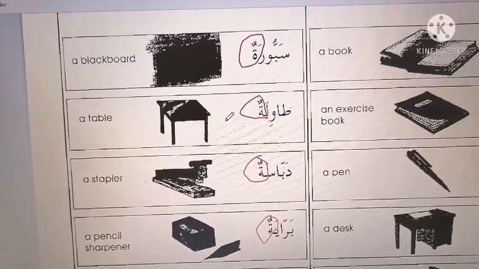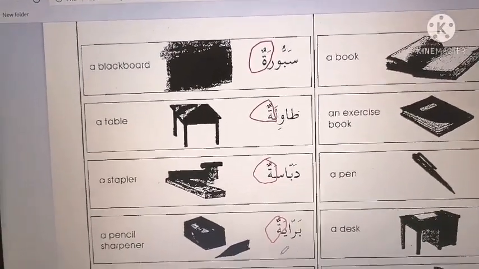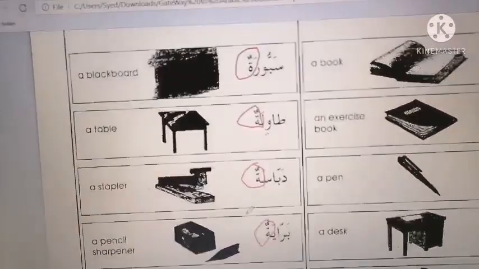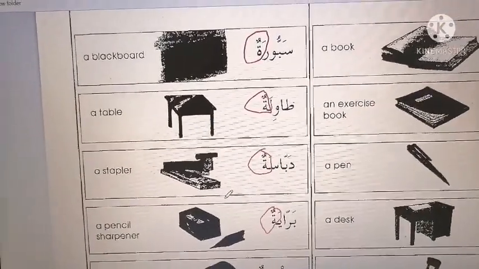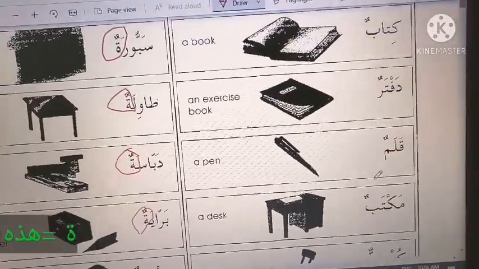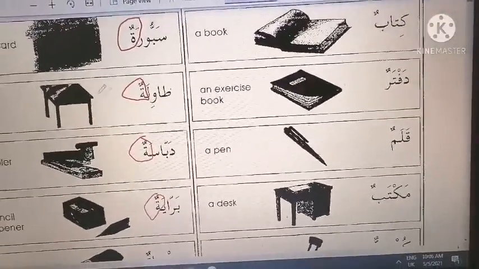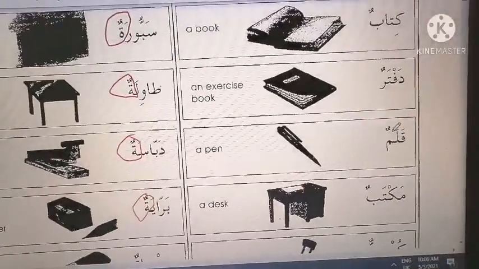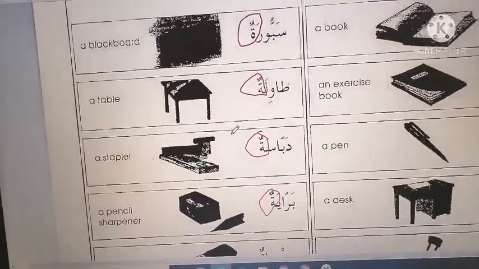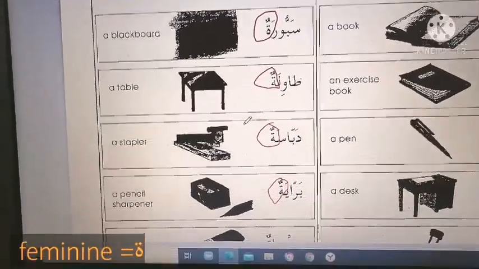I am pointing my cursor towards it. See, I have circled it with the red color. Hope you can see very clearly. Okay, whatever word comes with a ta like this, that will be a feminine word. That time you will use Hazihi. And on this side, pen, exercise book, kitab, daftar, qalam, you will see this type of ta is not there. So that means it is for masculine. And this side, which I have circled with the round red color, is for feminine. So very easy to understand.